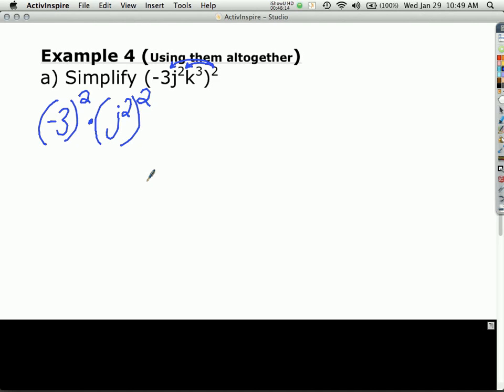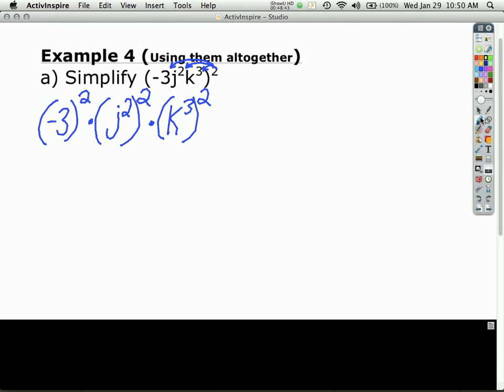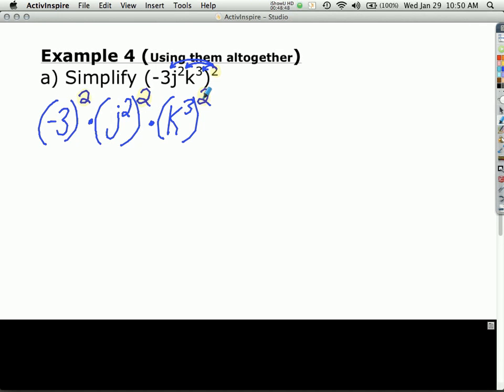The third factor is k to the 3rd. That's the base that's going to be brought to that power. That's the last property that you learned, power of a product. Does anyone have any questions on why we did what we did? The only thing we really did was this. We took this 2 and applied it to each factor. Are there any questions?